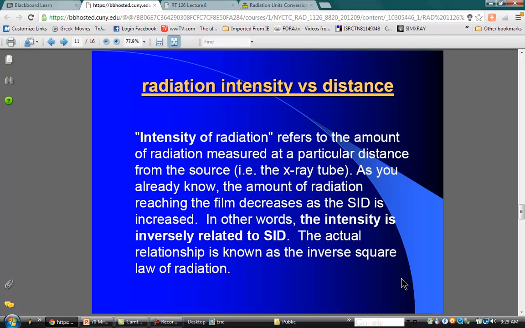So this is inversely related to SID. In other words, the intensity is inversely related to SID. As you increase SID, you're going to decrease the intensity. This actual relationship is known as the inverse square law that we've discussed.